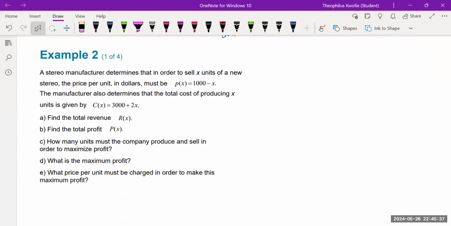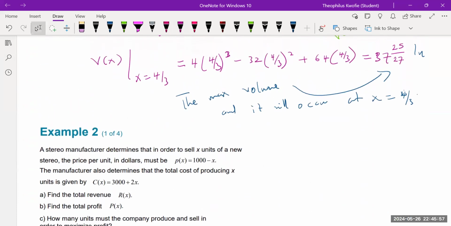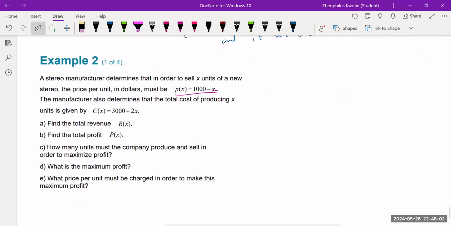All right, so let's look at the second example for the night. With this second example, we are given a stereo manufacturer who wants to sell x units of a new stereo. Now the price per unit in dollars must be this. So the price is given in the form of a function. The manufacturer also determines that the total cost of producing x units is given by this, and then the profit is that.